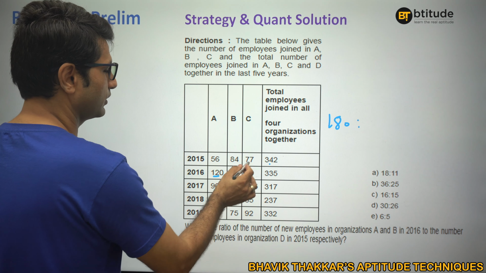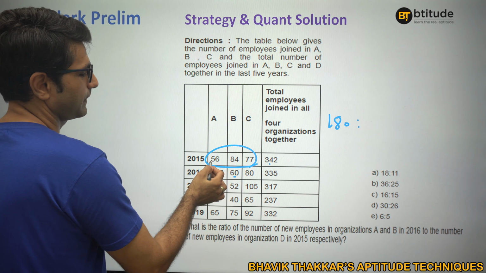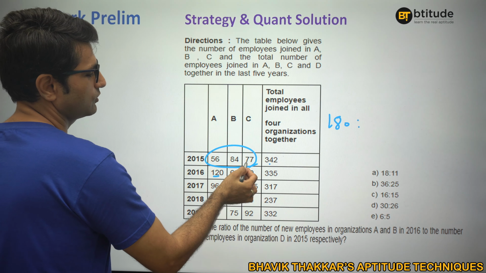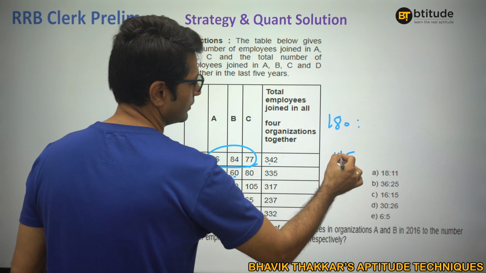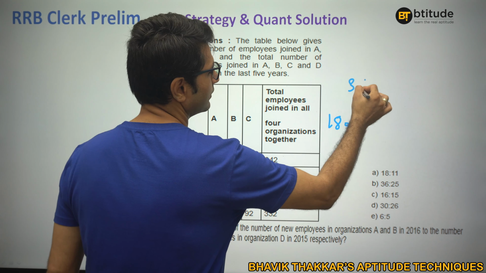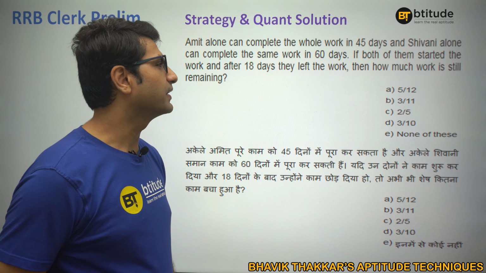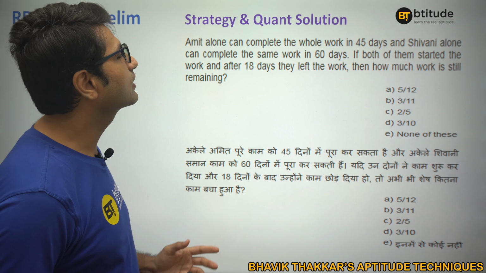D in 15 is 342 minus 140. 217, 115, right? 217, oh no, 217, 125. So 180 and 25, 36 is to 25. There you go, right? Pretty easy. All depends upon your calculation speed, nothing else. It was pretty easy. Amit can alone do the work in 45 days.